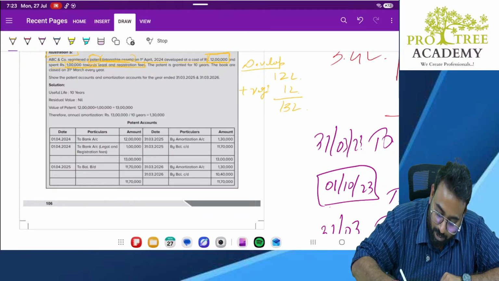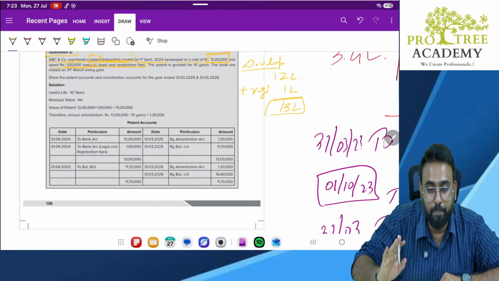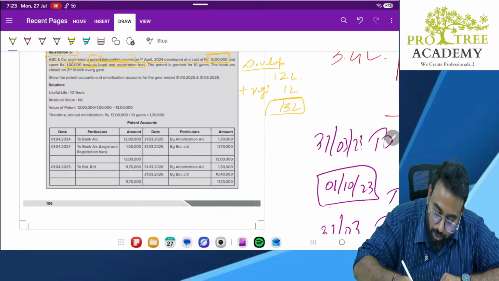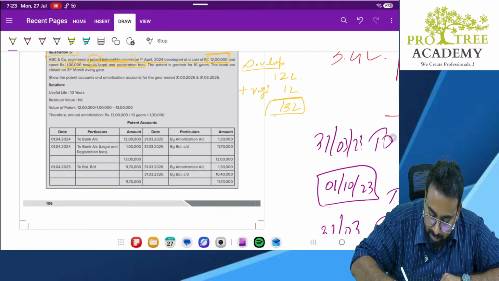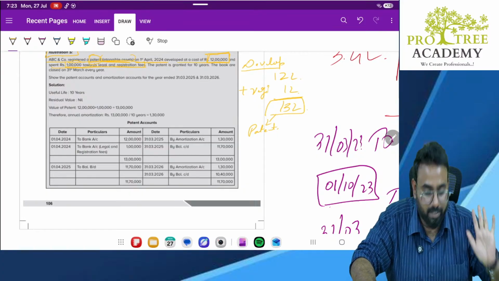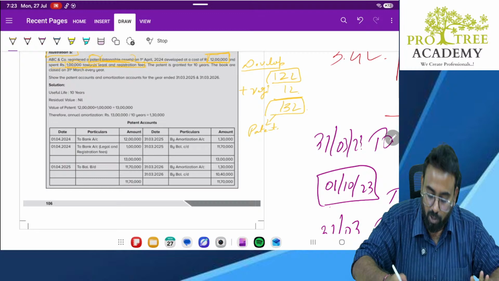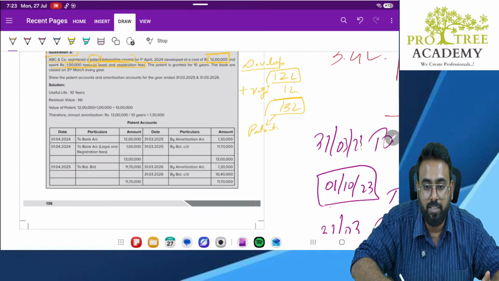Right? Yes. So a total of 13 lakh will be the cost of our development and registration. So your patent cost will be a total of 13 lakh. Don't take just 12 lakh or just 1 lakh; both are together. Sir, if there was no development at all, what would you have gone and patented?